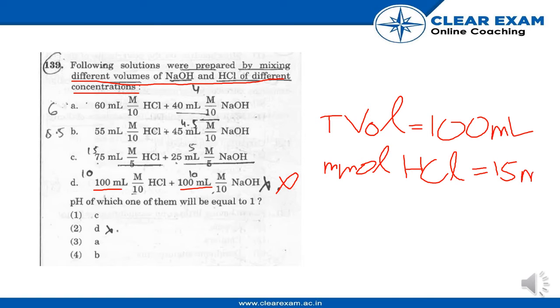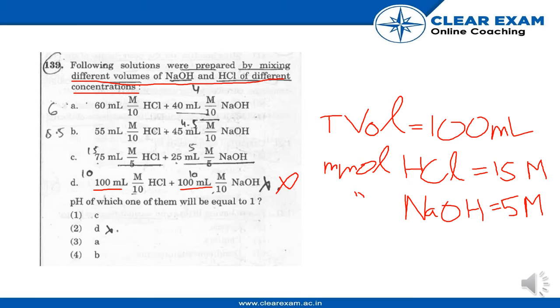and after multiplying we will get 15 m mole. Same for the NaOH. We will multiply 25 into M/5, and after multiplying we will get 5 m mole.